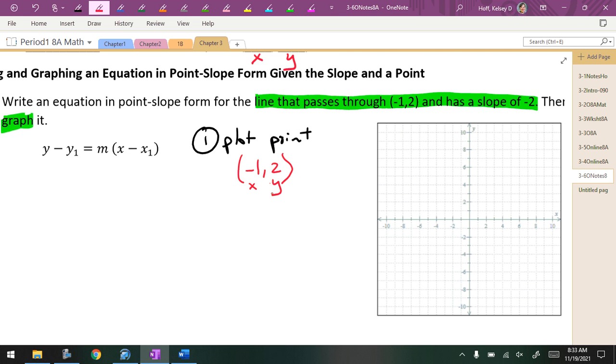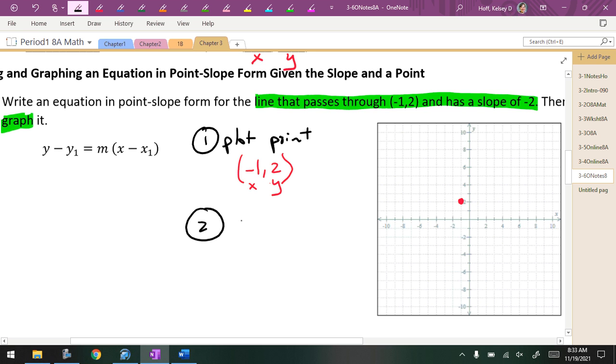So if I start at 0, I have an x of -1. Which direction do I go? Left 1. Then I go up how far? 2. So your point should be right here. X is -1, y is 2.